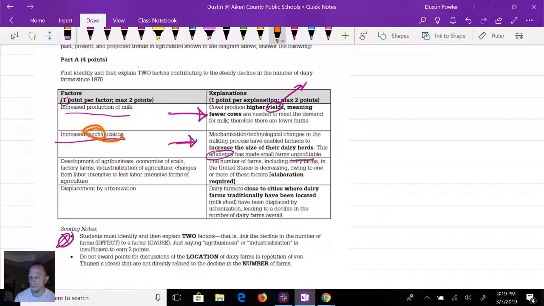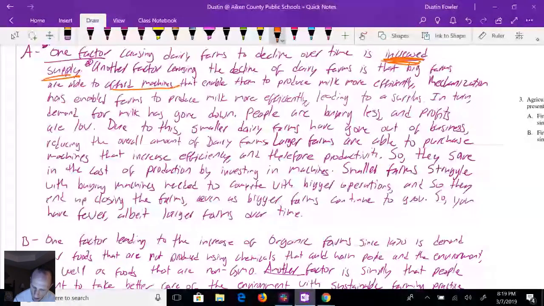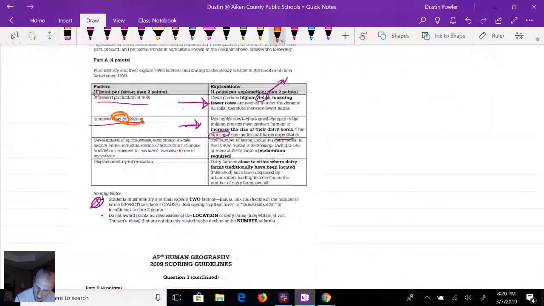Now the reader is looking for the explanation. So let's look: mechanization has enabled farms to produce more food efficiently, leading to a surplus. In turn, demand for milk has gone down. People are buying less and profits are low. Due to this, smaller dairy farms have gone out of business. All right, let's go back and look at our rubric. We're looking at increased milk production. Cows produce higher yields, meaning fewer cows are needed to meet the demands for milk.